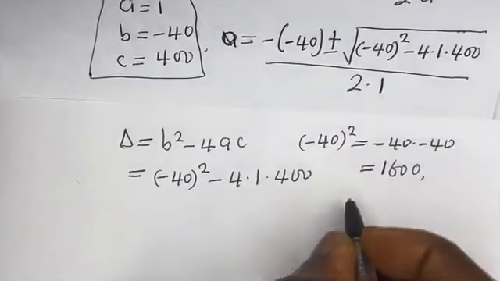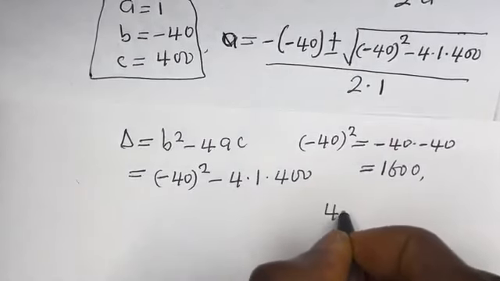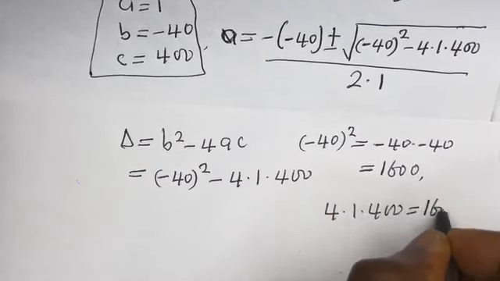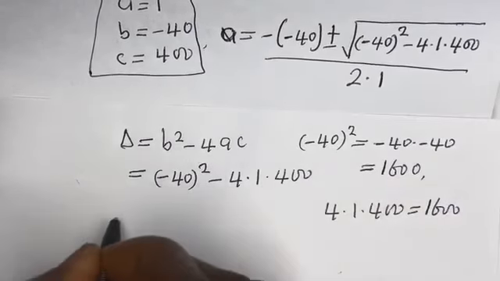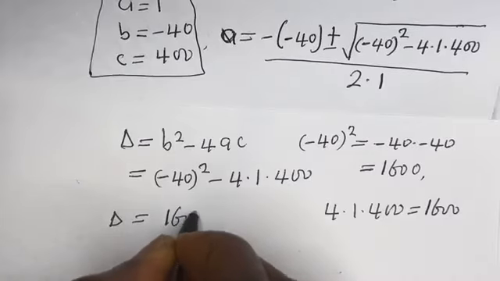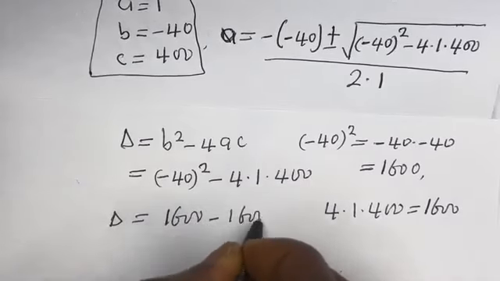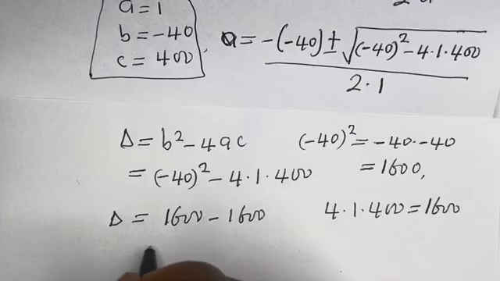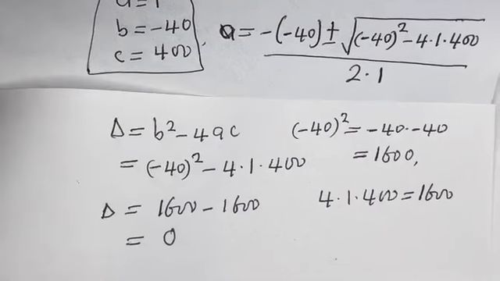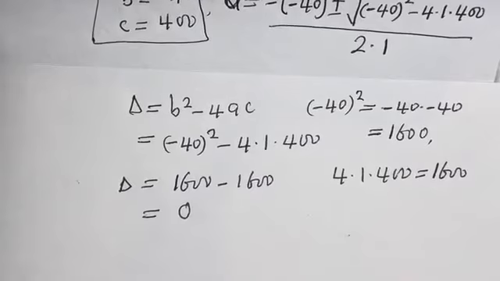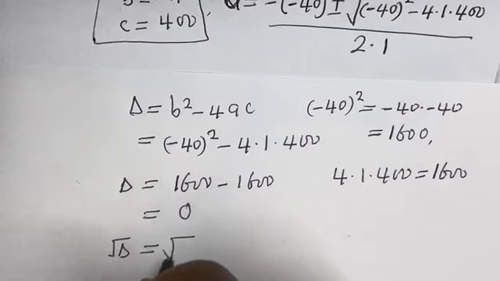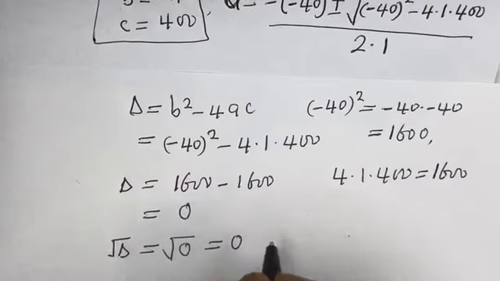Also, 4 multiplied by 1 multiplied by 400 is equal to 1600. Then D is equal to 1600 minus 1600. This is equal to 0. Now we need to look for the square root of D. Square root of discriminant is equal to square root of 0. This is equal to 0.